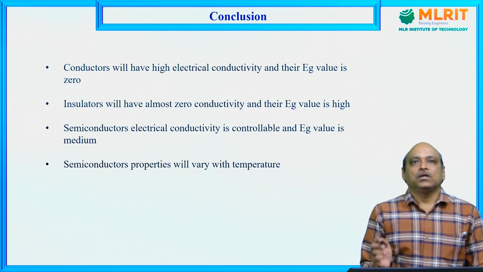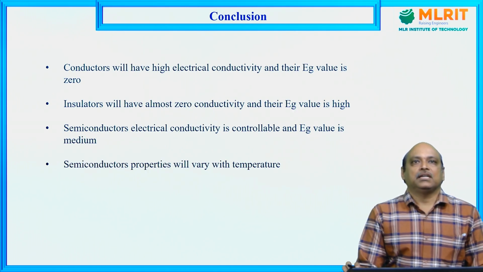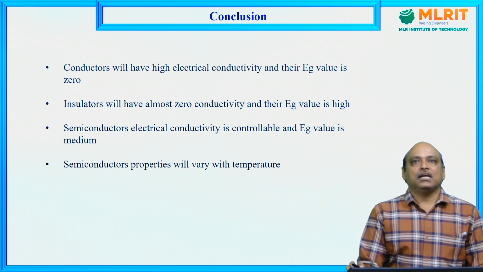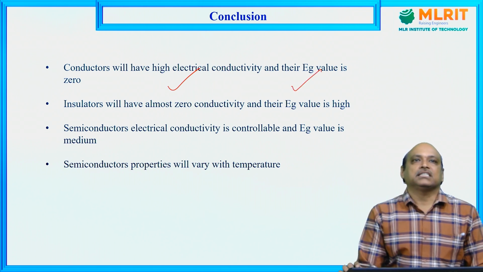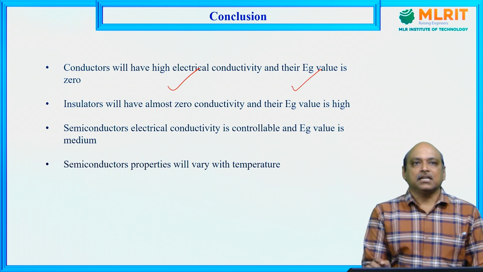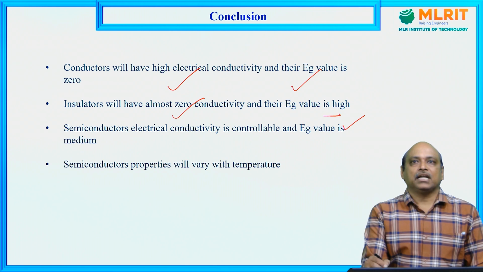Next one is the conclusion. Let us move to the conclusion. First, conductors will have high electrical conductivity, and the energy gap value in conductors, we know, is 0. And if you take insulators, electrical conductivity value is almost 0, the reverse property, and the Eg value is high.